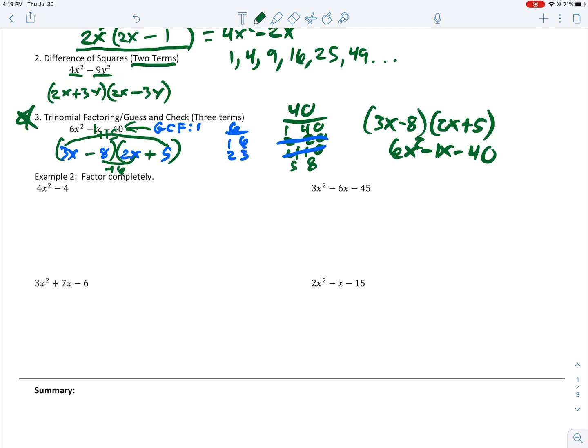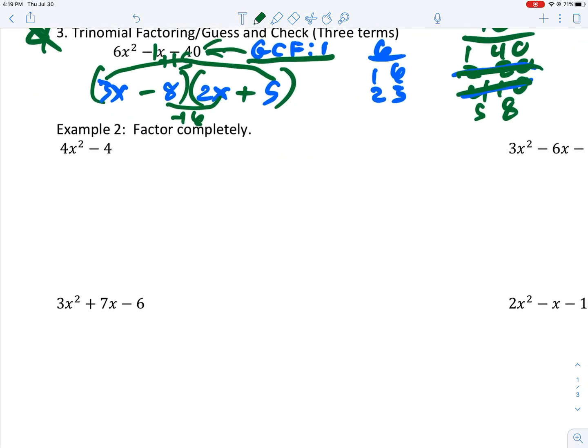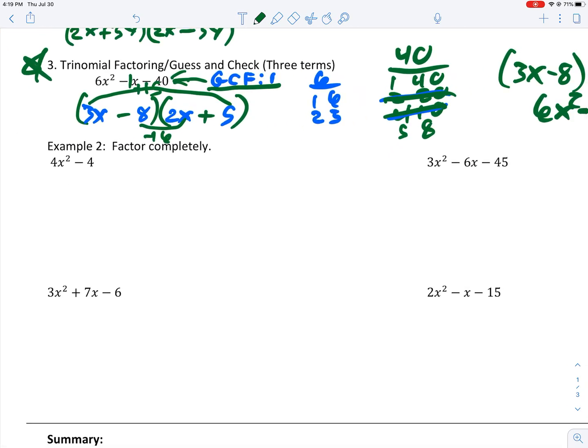This method takes some getting used to. There are different methods, so if you have a better method, great. The GCF and the guess and check works well for me, but again, I have more experience with it. Understanding the GCF was 1 was very helpful because I eliminated half my choices.